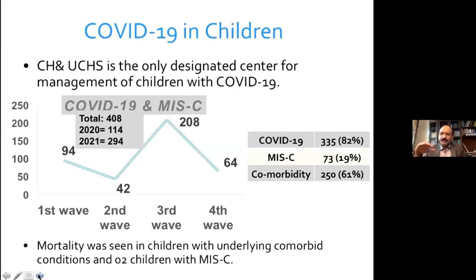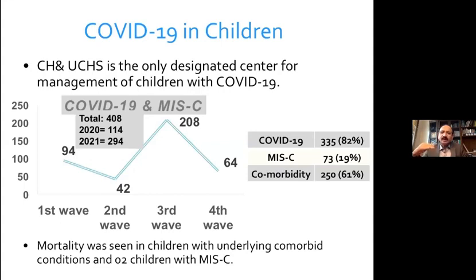This is a very, very important slide because this gives you the local indigenous data. This is our data from Children's Hospital and University of Child Health Sciences over the last year and a half. Now look at the first wave. We admitted 94 patients in the first wave, 42 children in the second wave, and look at the data on third wave, 208. And then already in the fourth wave, which is the Delta wave, we have admitted 64 patients in just 1 month.